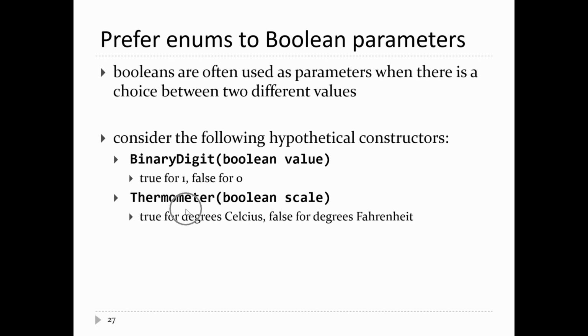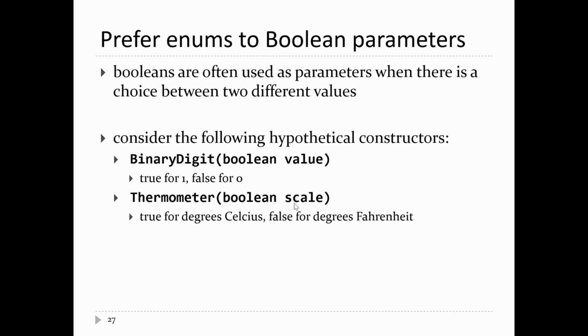Similarly, you might have a class that represents a thermometer, where it can be either in Celsius or in Fahrenheit. You might consider implementing a constructor that has a Boolean variable called scale, where true corresponds to Celsius and false corresponds to Fahrenheit. Now the problem with this sort of thing is, for binary digit, it's not so bad. If you write new binary digit true, most people are probably going to assume it's 1. The problem is if you write new thermometer true, who the heck knows what that means?